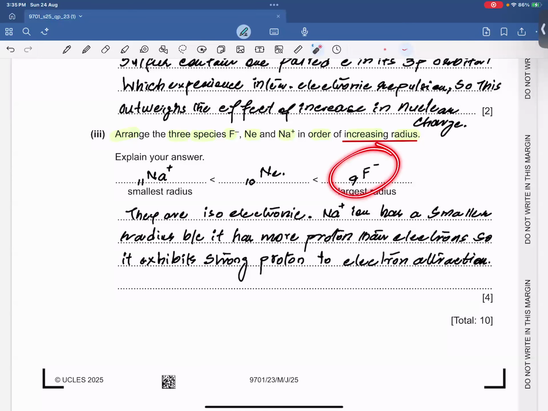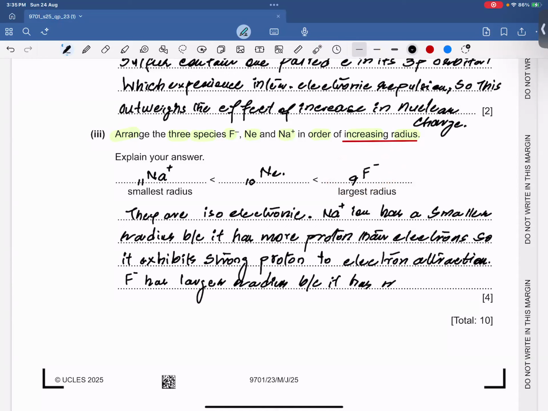Now, fluoride ion has a greater ionic radius because it has a smaller number of protons and more electrons. Fluoride has a larger radius because it has more electrons. So it has a small nuclear charge. Okay.